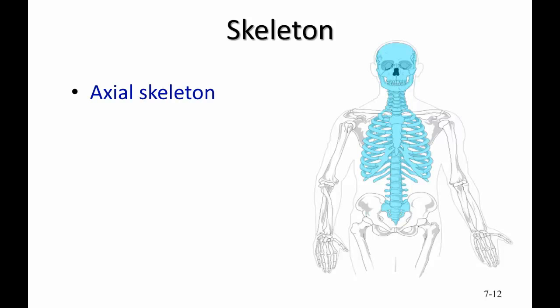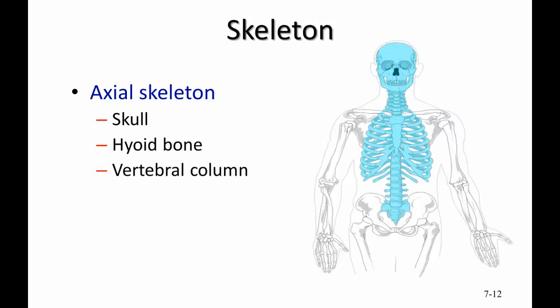Okay, the skeleton is made up of axial skeleton and appendicular skeleton. The axial skeleton, as you can see here in turquoise, is made up of the skull, the vertebral column, and the sacrum, and the rib cage, and the sternum, and also the hyoid bone, which is not shown here. So, skull, hyoid bone, vertebral column. And again, the vertebral column includes the sacrum, and then the thoracic or rib cage, which includes the sternum.